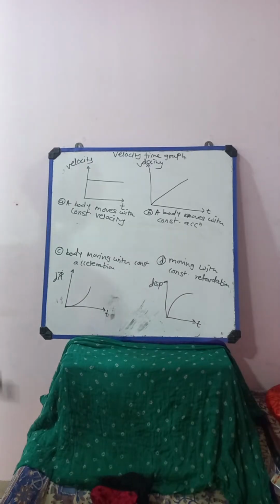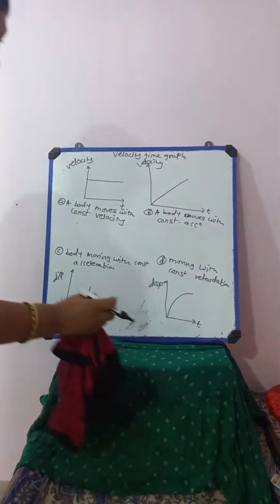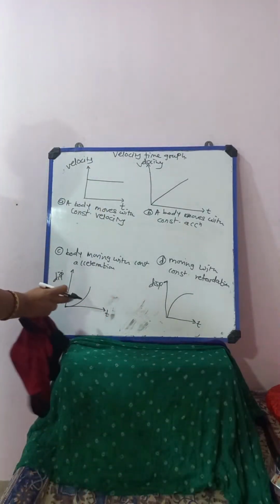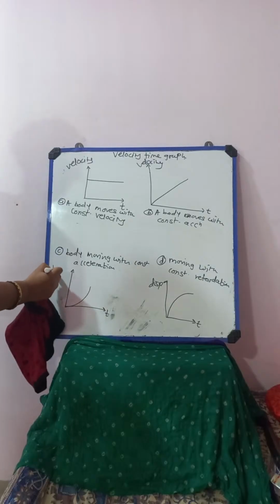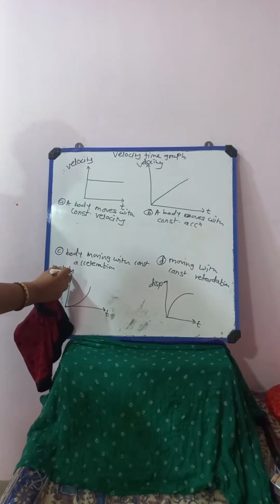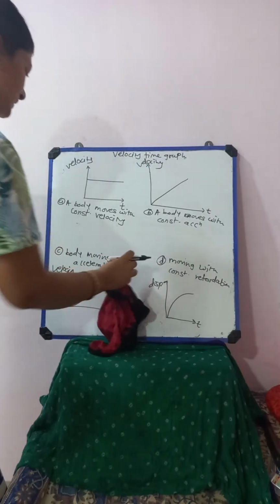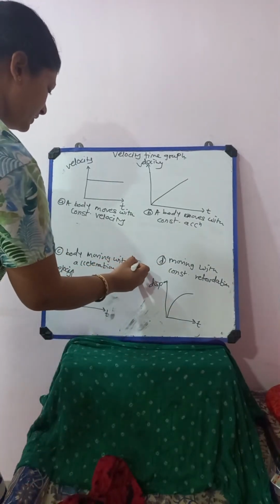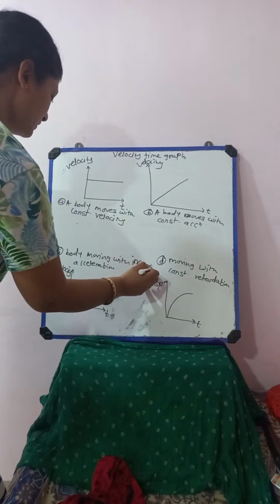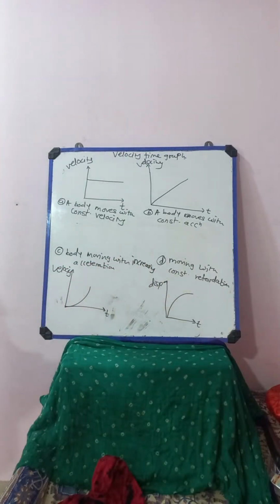Okay, and if we take this body, if we take this graph here, we will get velocity, and the body is moving with increasing acceleration. Okay, so these are the graphs, and one more graph is there for this.